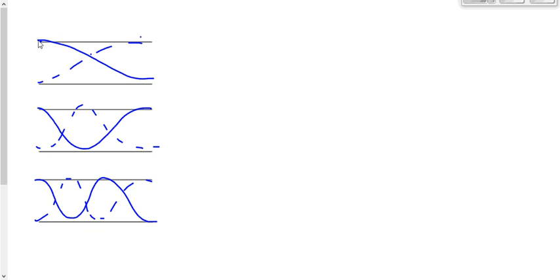The length of this one is a half of a wave. Lambda is therefore equal to 2L. The length of this one is one wave, which is L. The length of this one, this would be 1.5 waves.